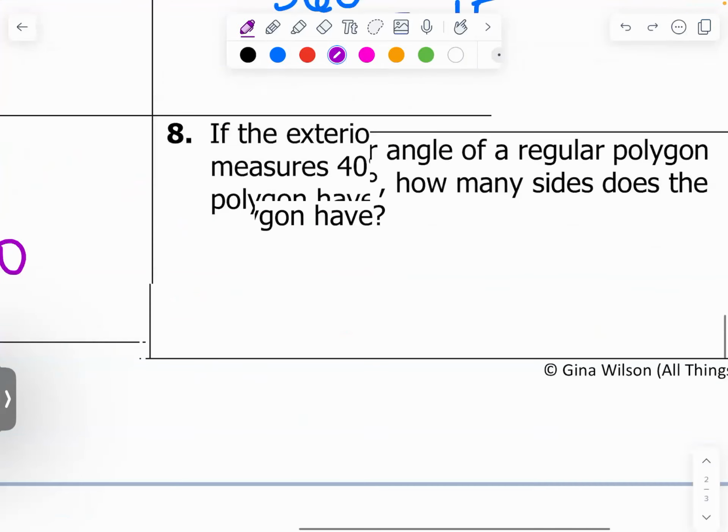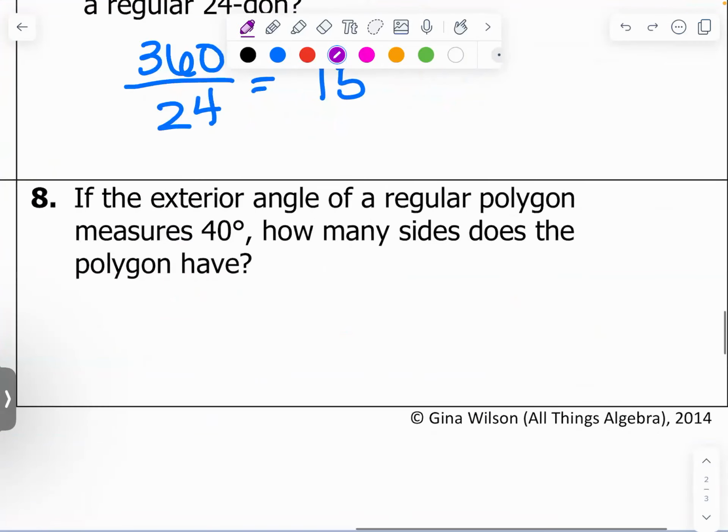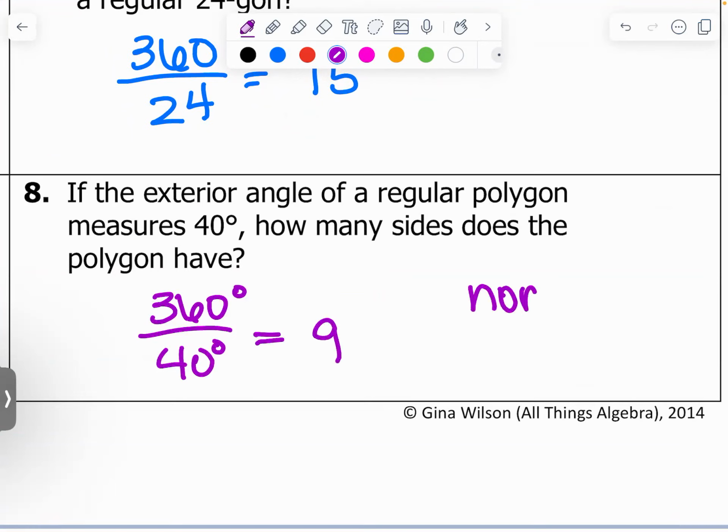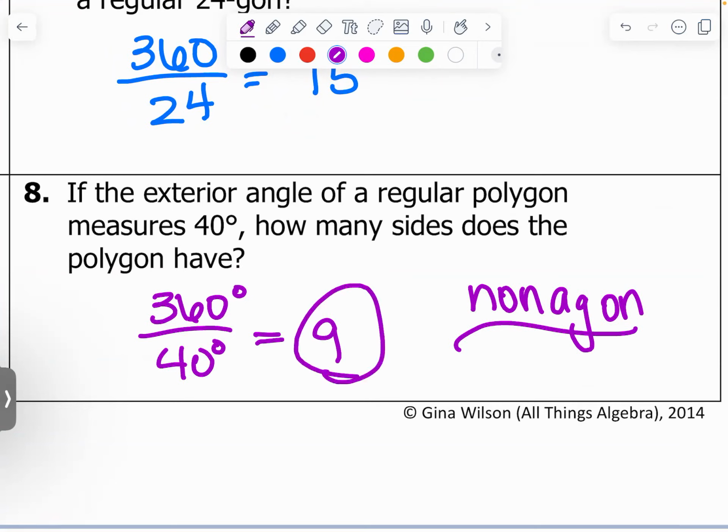Okay, what about if we have a 40-degree exterior angle for a regular polygon? Also known as a nonagon. Wait, if it's less than 10, do you actually have to say the second? Really, the answer is 9. It has 9 sides. But what you do need to know, if I say heptagon, you better know that means 7 sides.